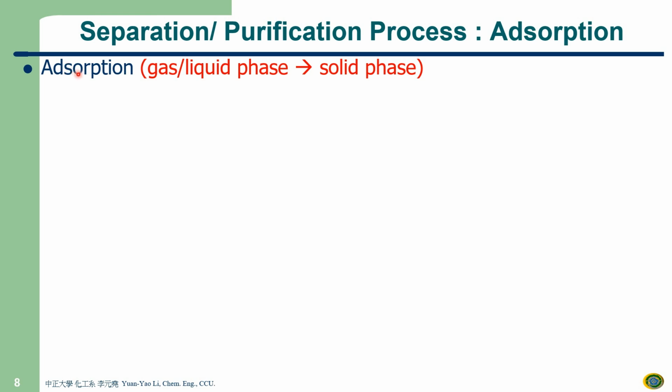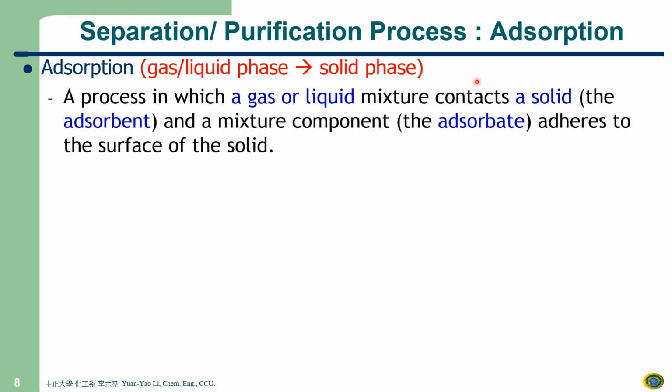Adsorption is 吸附. So adsorption is the process which does the separation from gas or liquid phase, especially gas phase, to become solid phase. So the definition of adsorption is a process in which a gas or liquid mixture contacts a solid, which we call adsorbent. And the mixture components, which we call adsorbate, adhere to the surface of the solid.